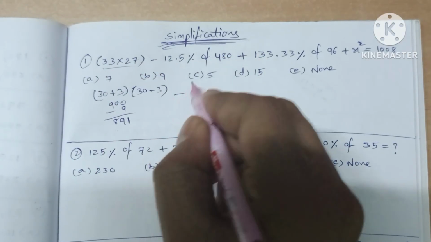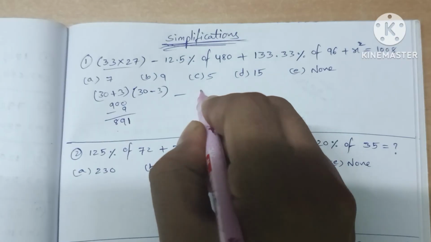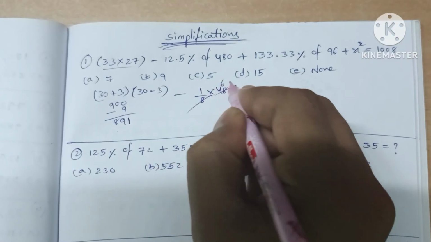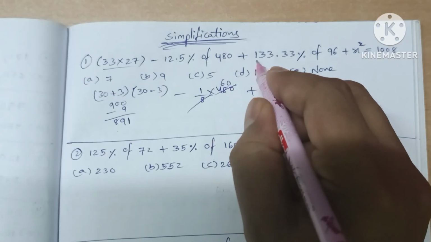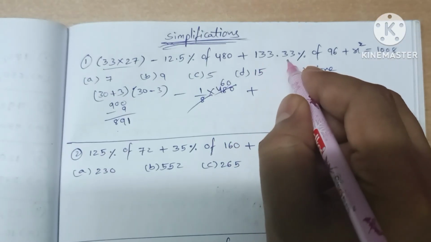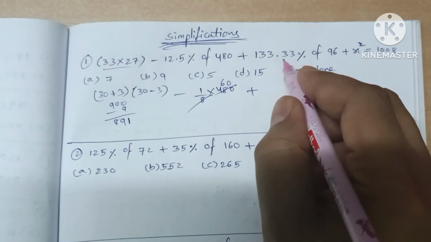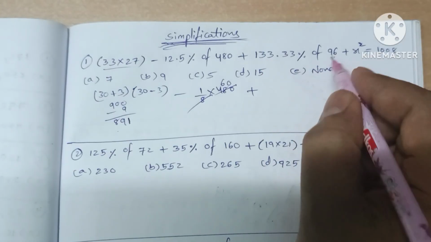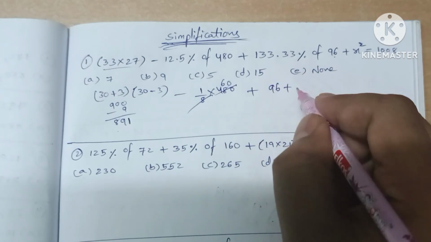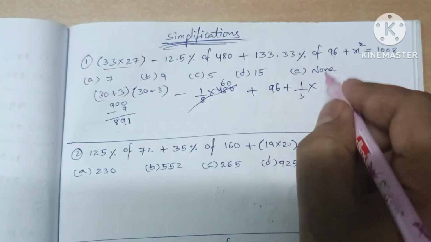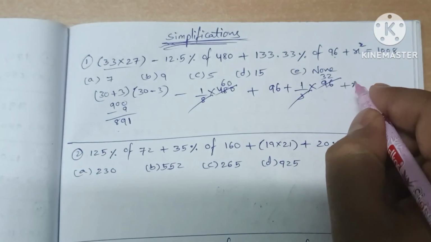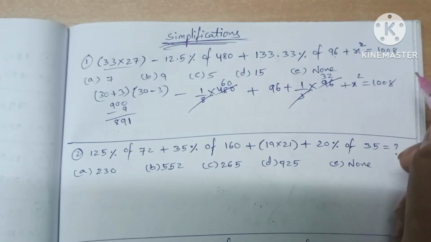And here minus 12.5%, which is nothing but 1 by 8 into 480. This will be 60 plus 133.33% means 100% plus 33.33%. 100% of 96 will be 96, and 33.33% means 1 by 3 of 96, plus x square equals to 1008.